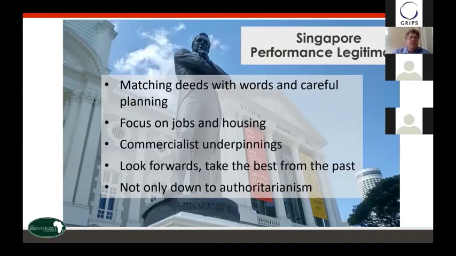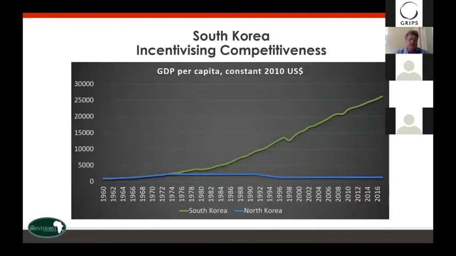There are one or two exceptions of high growth rates under authoritarians, but generally our rule is that these examples all end badly because there's no succession planning, there's lack of competition ultimately, and oversight in terms of governance.